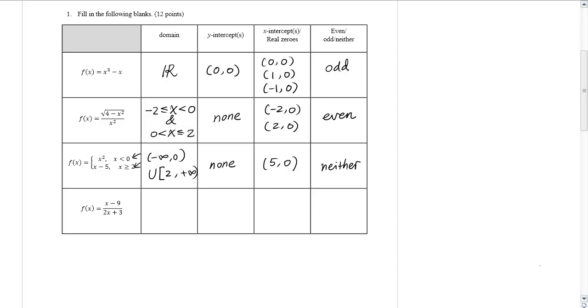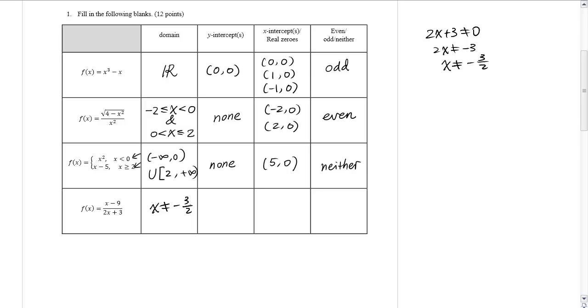For the last rational function, because the denominator cannot be 0, therefore 2x plus 3 cannot be 0, 2x cannot be negative 3, and then x cannot be negative 3/2. And that is the domain of this function. X can be any other real number except for negative 3/2.